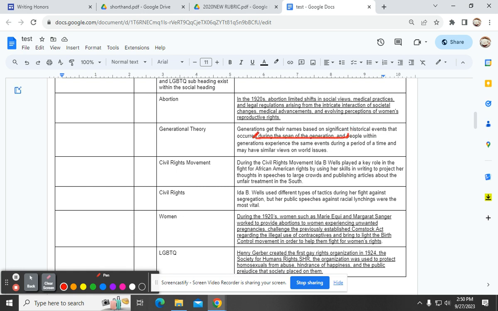"People within generations experience the same events during a period of time and may have similar views on world issues." This really isn't a thesis. I know I cut this into 2 sections, but the reason I did that is I think these are 2 separate papers. If there's one way that you could somehow extract a thesis according to the class standard, you could probably go with either of the 2. I'll still look at this though. Generations experience the same events during a period of time. If you're arguing that they have similar views on the world, what's your evidence? This definitely is going to be difficult to support.